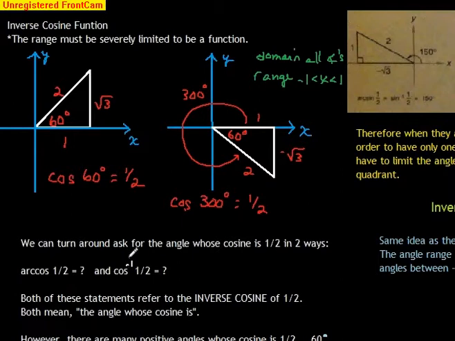These are going to be the inverse functions. We've talked about this before when we were doing polar notation. If I give you the sides and ask you to find the angle, that's finding the inverse. Both of these statements refer to the inverse cosine of 1/2, and both mean the angle whose cosine is 1/2. So if I said the arcsine of 1/2, you would say, okay, what angle has the sine of 1/2? Now here comes the problem.